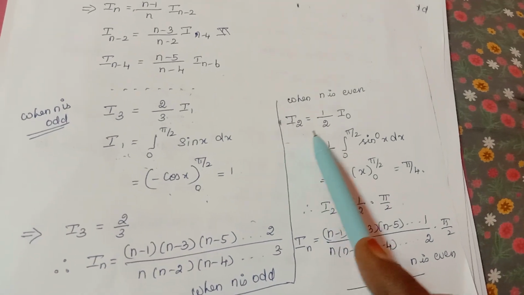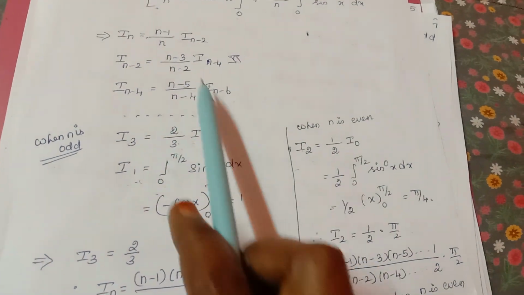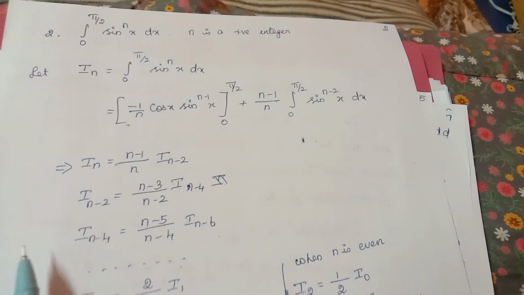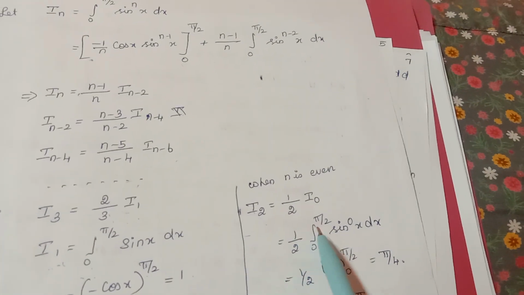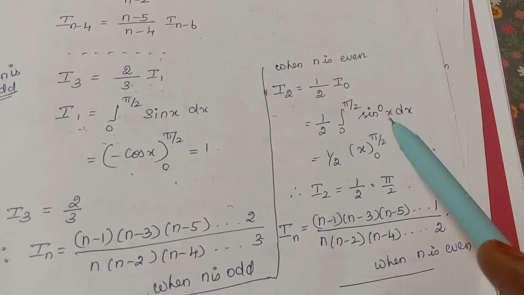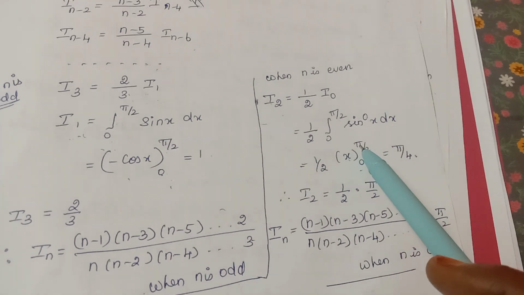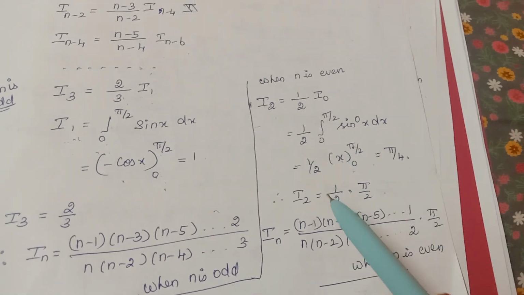I2 equal to, I2 how to find? Here you put 2. 2 minus 1 is 1. 1 by 2 into I0. I0 means you have to evaluate from the given question. I0 equal to integral 0 to pi by 2 sin power 0x dx. Anything power 0 is what? 1. Okay, integration of 1 dx is x within the limit 0 to pi by 2. So the answer is what? 1 by 2 into pi by 2.